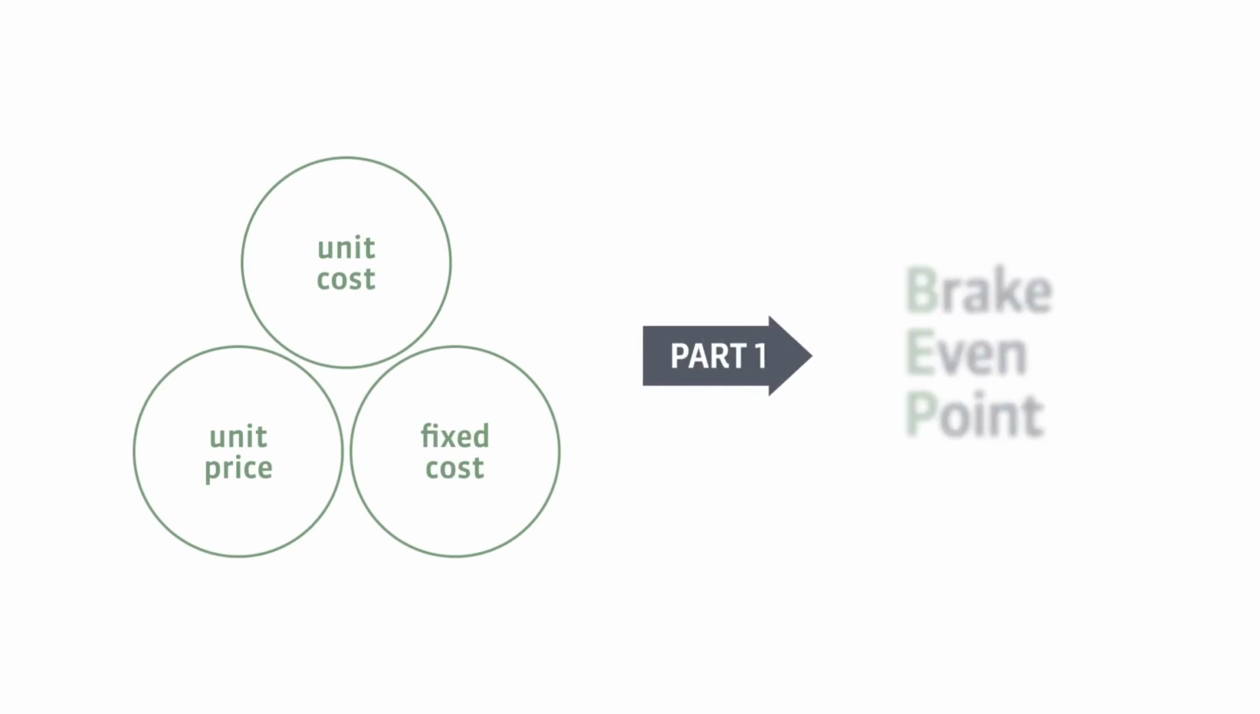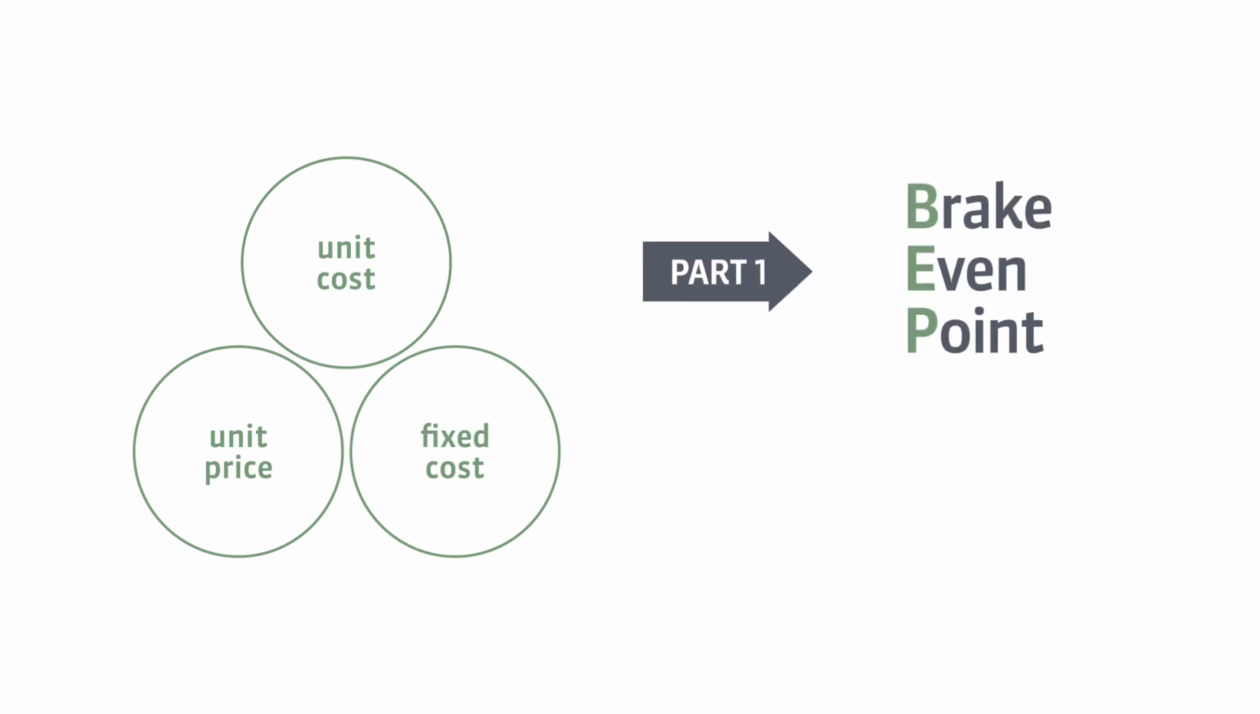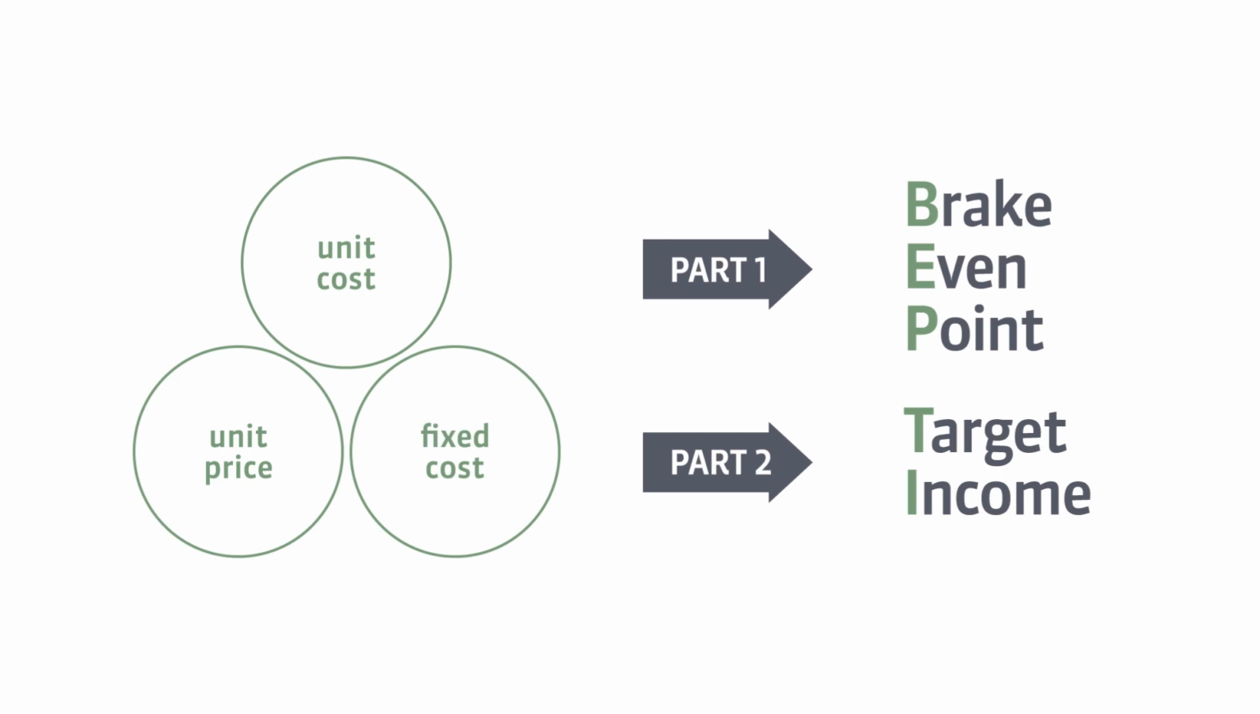In the first part, we analyzed how the change in unit cost, price, and fixed cost will affect the break-even point. In this part, we will check how these three factors will affect the target income. Let's look at an example now.